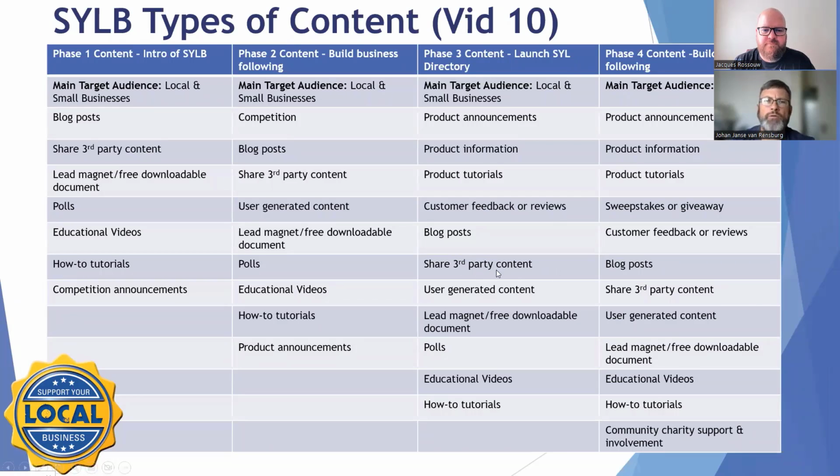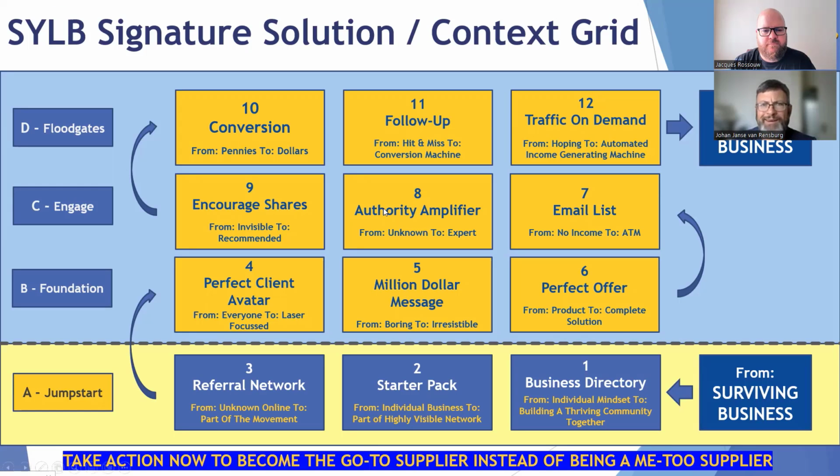There's third-party content. I look at an article. Hell, that's a good article. I want to share it with my audience. So guess what? I now go back to my context grid here and see where it slots into that specific pigeonhole. Because now it's part of your whole strategy. It's not just willy-nilly things out there flapping about.